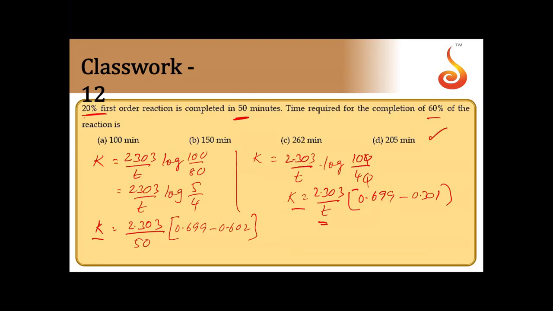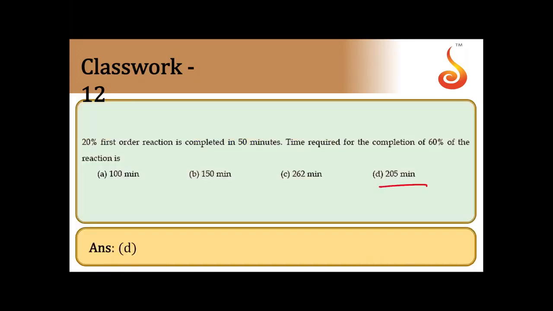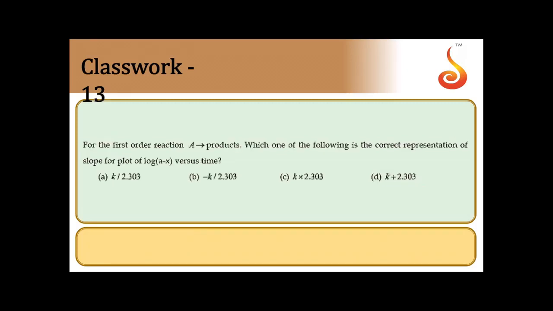So we have taken 20% completion and written an expression, and for 60% we have written an expression. We equated those two, we simplified, and we got the value of T as 205. So the answer is option D. D is the answer. Next one, 13th question.